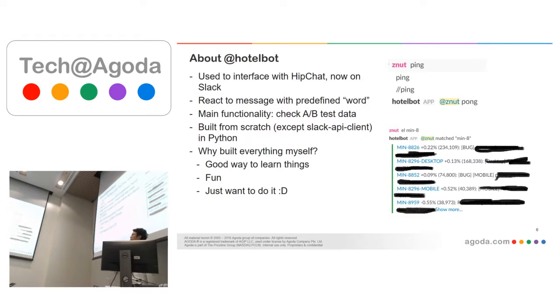Yeah, so this functionality is like a killer feature for my bots. And this one I just built from scratch, except the Slack API client, because I don't want to mess with the low level thing. So I just, yeah, import it.